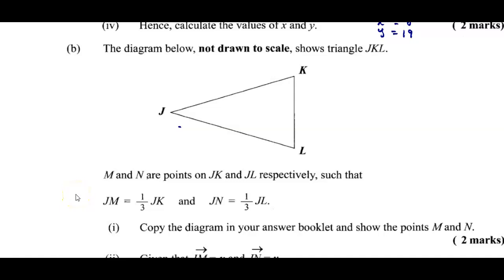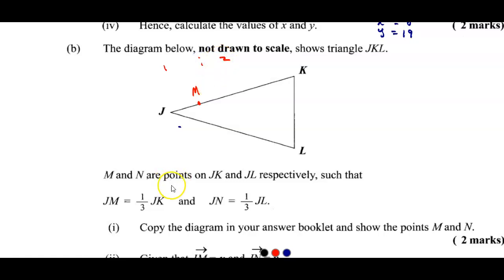So the diagram below, not drawn to scale, shows triangle JKL, and you're given that JM is 1/3 JK. So JK is this. JM is 1/3 JK. So if this is 1/3, that must be 2/3. So that would be 1 to 2. That's the ratio, 1 to 2.